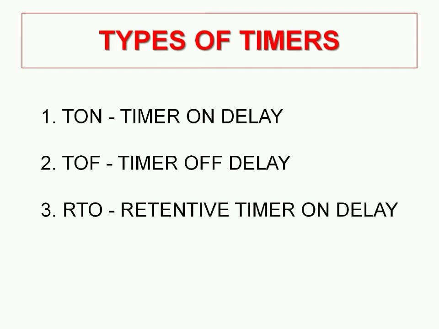There are basically three types of timers in Allen Bradley PLC. First is the T-on timer, timer on delay. Second is the T-off timer, timer off delay. And third is RTO, retentive timer on delay.